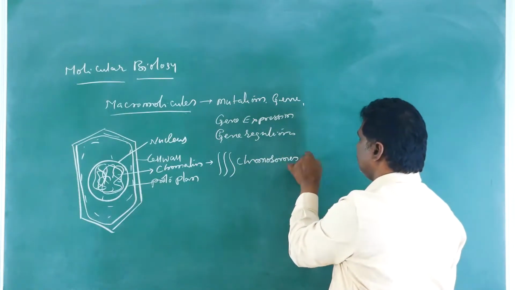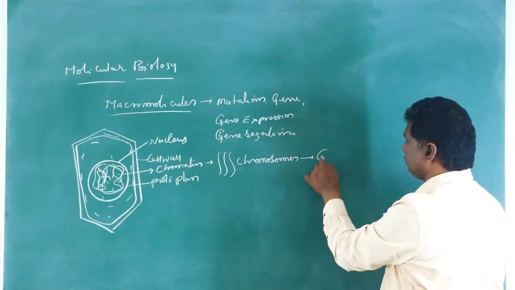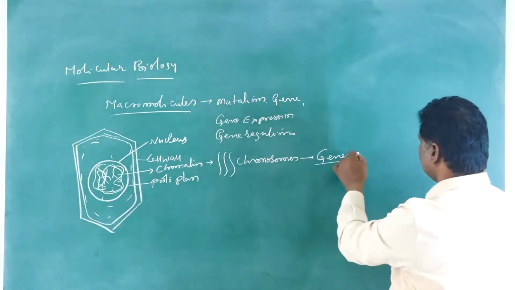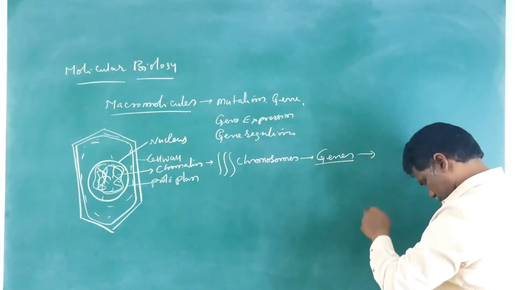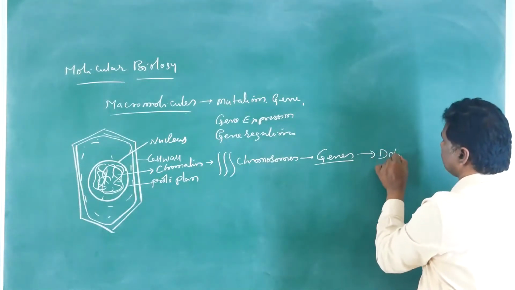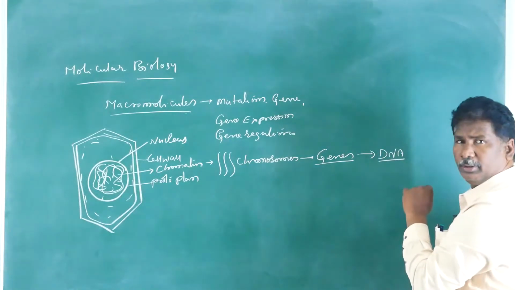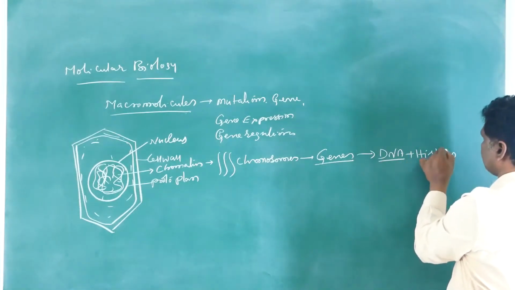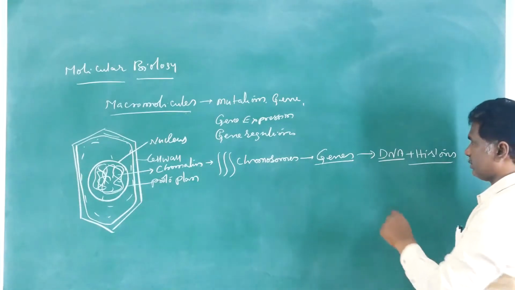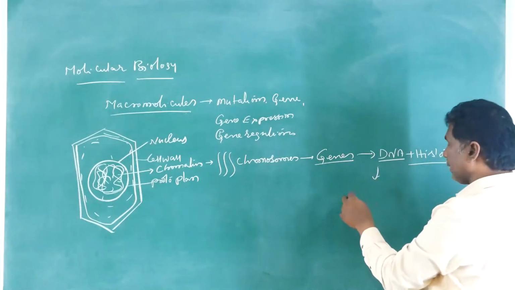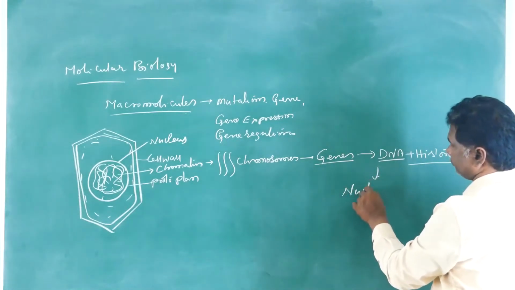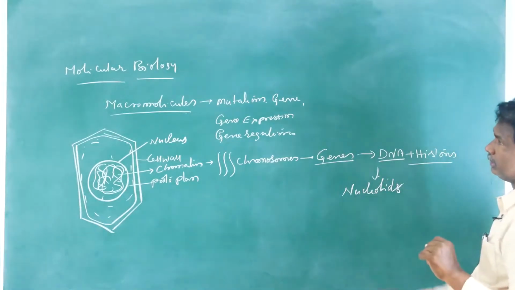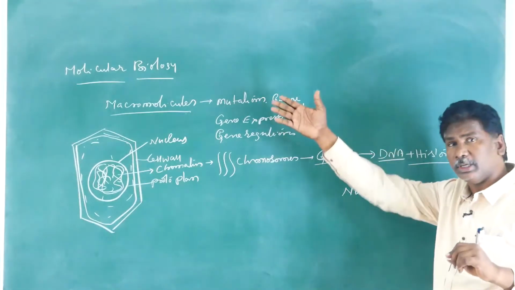Chromosomes contain genes. So what are genes? A gene is nothing but a little bit of DNA. Along with DNA, a large number of different types of proteins are also present. Those are called histones. The DNA contains nucleotides. All are studied under this chapter, molecular biology.